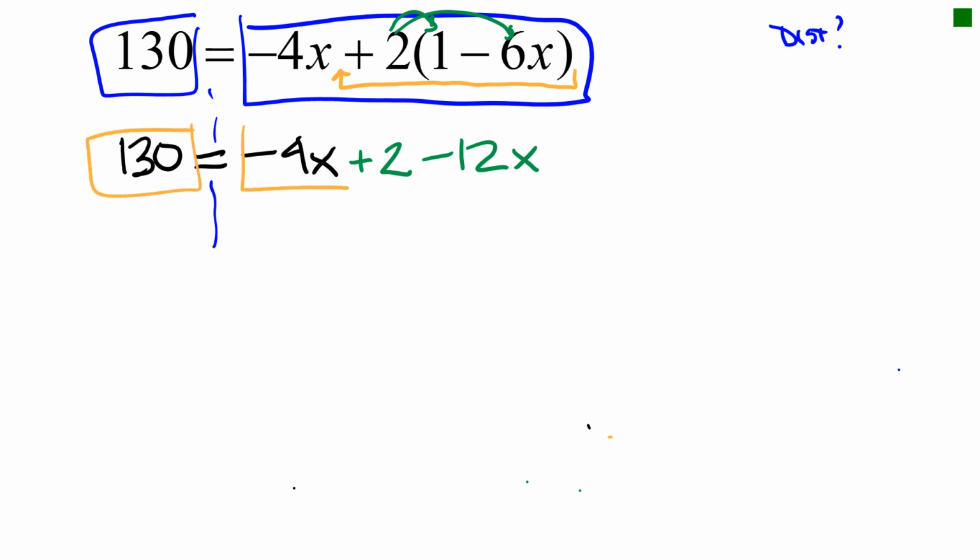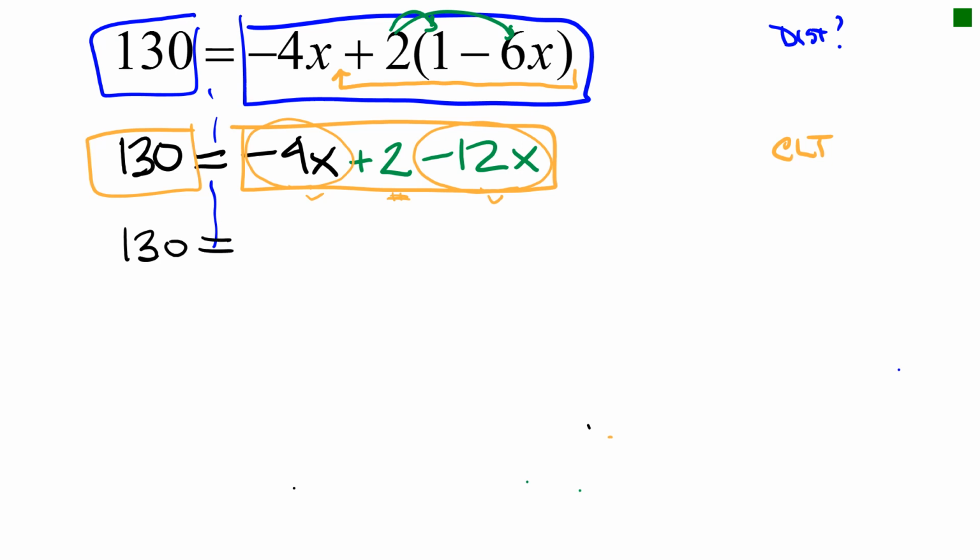Left side, 130. Right side, it's a mess, so we have to clean it up. Combine like terms. Variable, number, variable. That means I'm going to do a variable and a variable. I'm still not touching the 130 or the equals. I have negative 4x and negative 12x. Negative 4 and negative 12 is negative 16x. And I'm going to bring down the plus 2 because I haven't touched that.